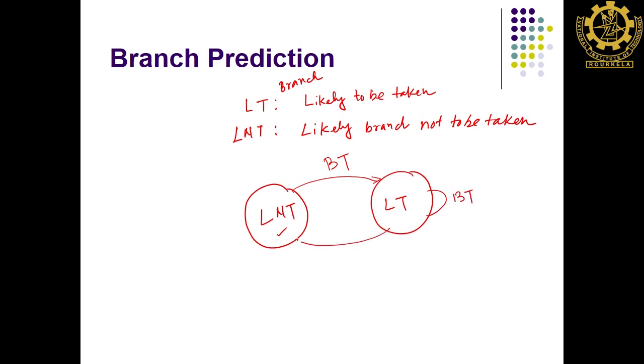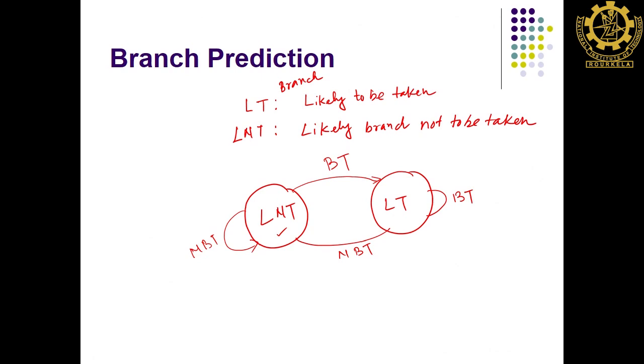If there is no branch, branch not taken, NBT, in that case it will come to LNT, and if the branch is not taken, it will be in the same state. So, this is simple. As I said, you use one bit, because there are two states. If there is a branch, you put the value 1, and next time you check the value. That is a much better solution than the previous one. It also has a drawback. Okay.